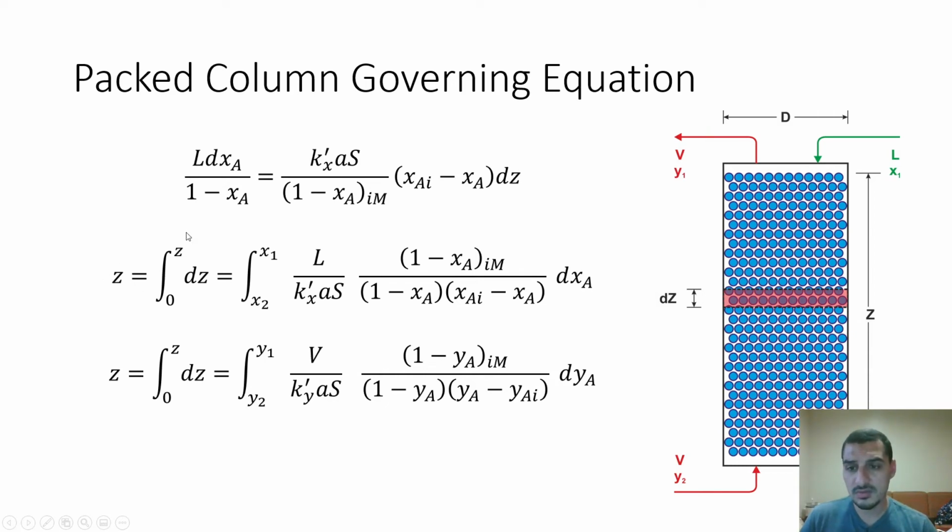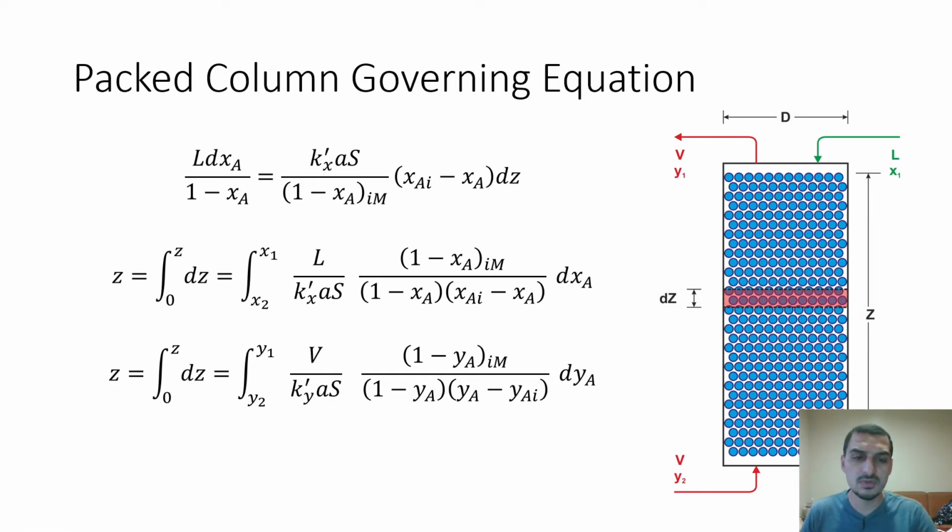That the height of the column is going to be the integration of dz from 0 to z, which equals the integration of L over K dash x_AS multiplied by this term that contains a lot of mole fractions, dx_A, and the same here for dy_A. So as you see, this is just an integration, and the rest is going to be just mathematics.